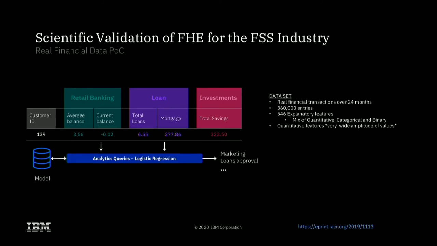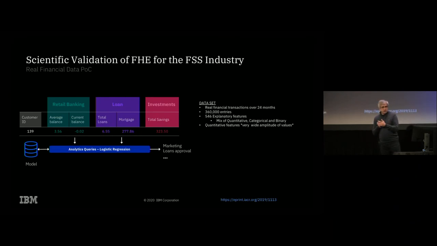So the data set that we used comprises real financial data over a sliding window of 24 months of measurements that they make about every one of us. So basically the bank measured me in 546 individual explanatory features, which is a mix of quantitative, categorical, and binary features. And the other important thing is the amplitude of the values. Take just one thing, let's say your current balance. Your current balance might be minus a few hundred dollars or plus a few million dollars, right? So when you're trying to do machine learning, things get tricky because of how you manipulate the precision you want. So this is what they do, right?